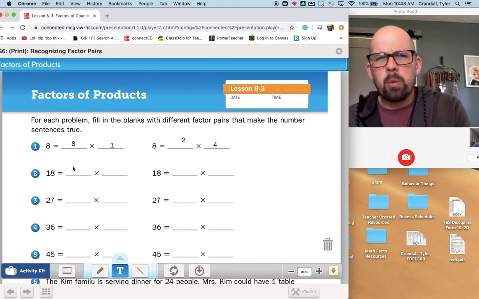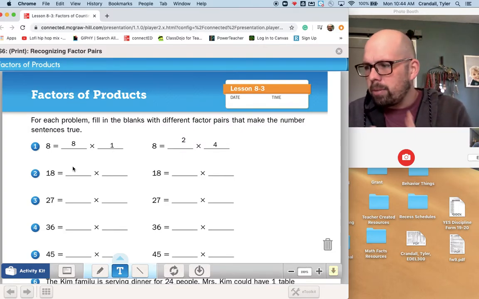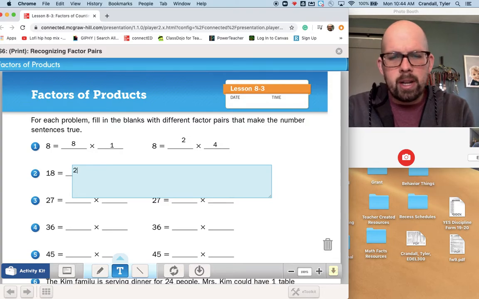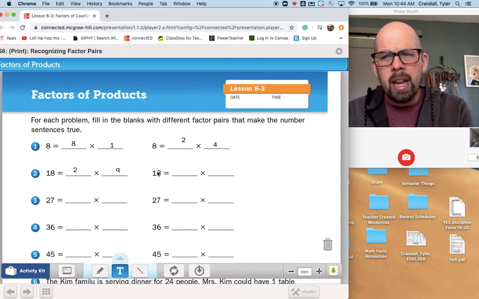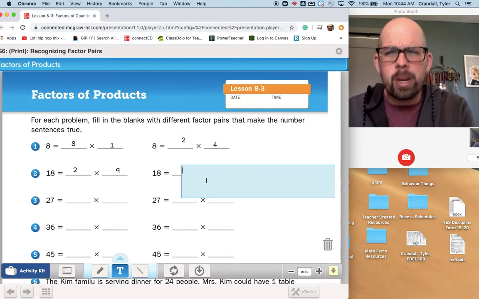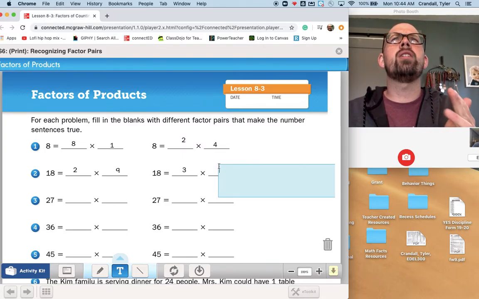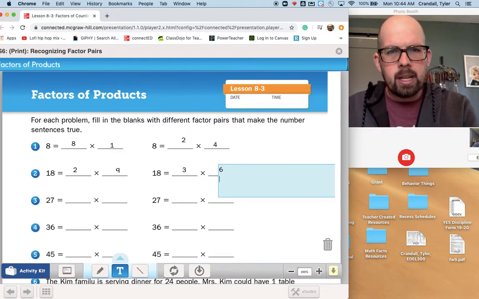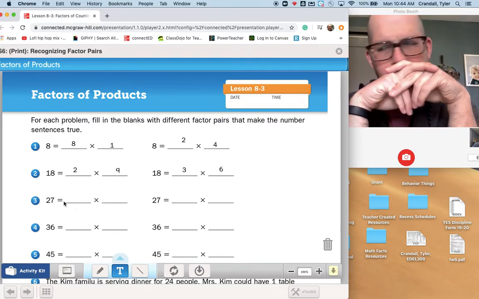Let's move on to the next one. 18. 18 equals something times something. I mean, we all know we can just do like 18 times 1, but I want to think of some other ones here. Let's see. 18 is even, so I can divide it by 2. So what is that? 2 times something equals 18. 2 times 9. And 18 is a great number because we can also use 3 times something. 3 times, let's see, 3, 6, 9, 12, 18. Oh yeah, 3 times 6 equals 18.